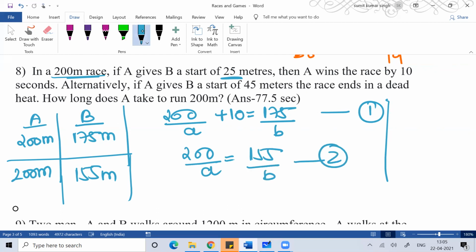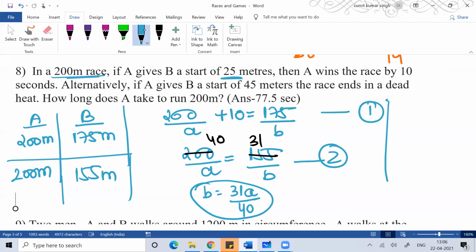With this I can find the relation between A and B. Better I should talk in terms of A. So B is equal to 31 A by 40. I got the relation between B and A.